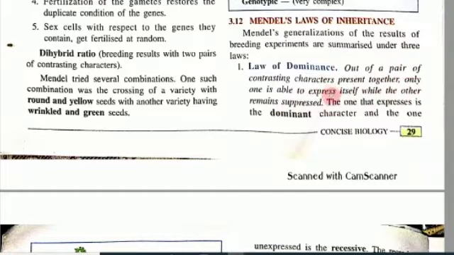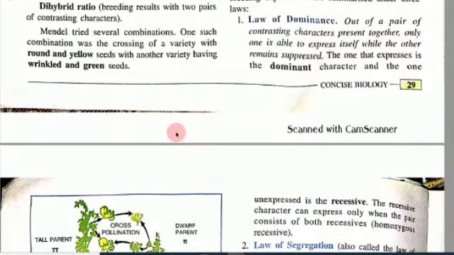Example: capital T, capital R, capital A are dominant, while the other remains suppressed. Same gene pair, capital T, small t. Recessive, suppressed characters: small r, wrinkled shape, and small a, terminal flower. So those characters that express are called dominant, and those that are suppressed and do not express are called recessive.